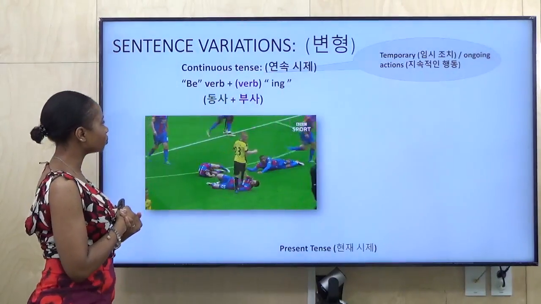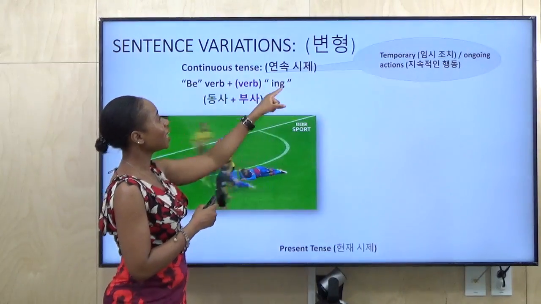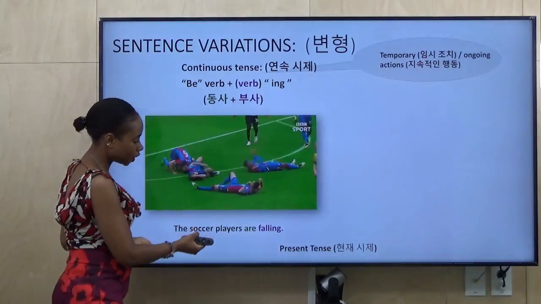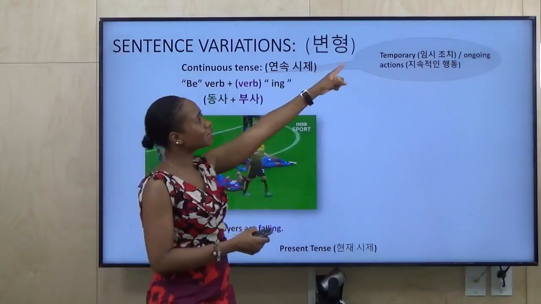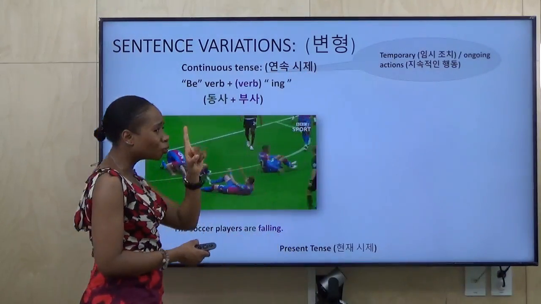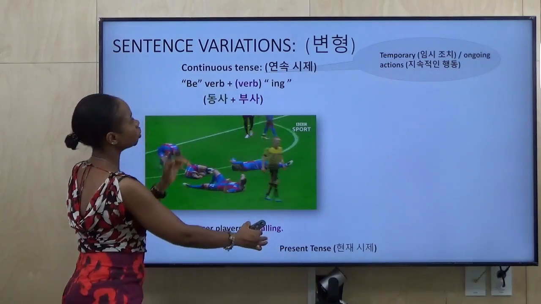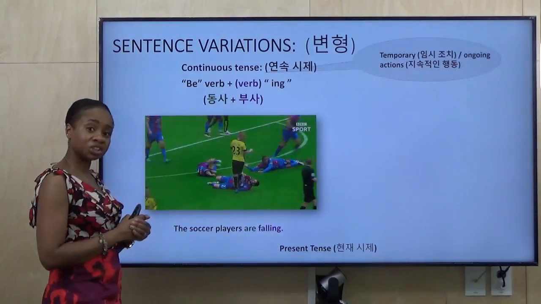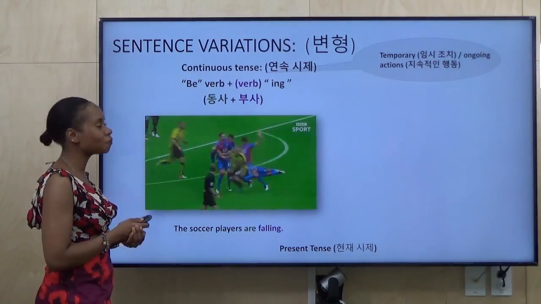So let's look at some examples. Continuous tense verbs always finish with ing, I-N-G. Let me show you. The soccer players are falling. Okay, so this is a temporary, short event. They only were falling one time, okay? So falling is your continuous tense verb, okay? It ends in ing. Your be verb is are, so we have two verbs next to each other, right?